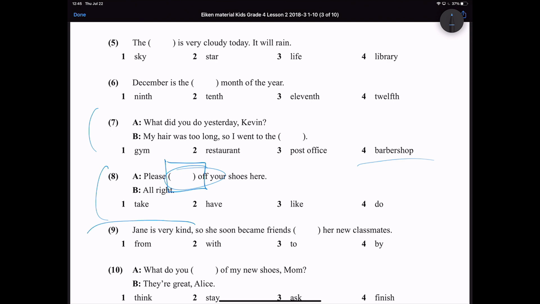This is a grammar point actually. "Jane is very kind, so she soon became friends with her new classmates." Definitely at the lower levels, but even at the higher levels, you do get prepositions. Anything you do with prepositions is really valuable. But again, you want to do it orally. You don't want to do it as paper exercises.